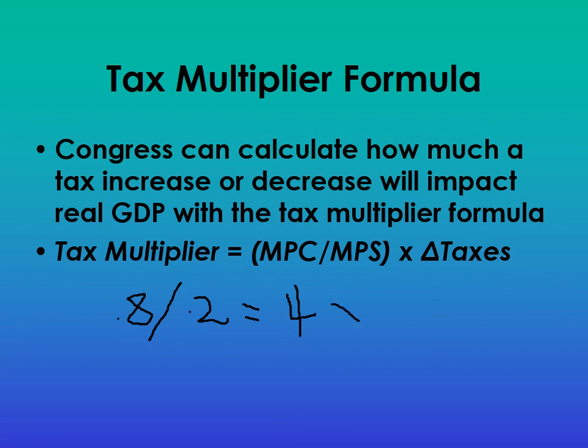And so then you would just multiply that times whatever the change in taxes is. So if we cut taxes by $100 billion, we would multiply it by 100 billion. Okay, and that would give us a 400 billion increase of our real GDP. All right. And that's pretty much it, guys. So I know that's not pretty, but hopefully you can kind of tell what this says. Okay, there's 400 billion.